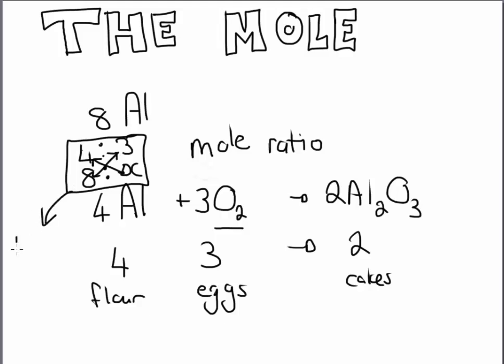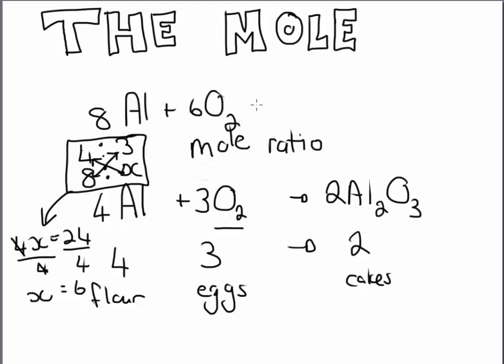4x is going to be equal to 8 times 3, 24. I divide by 4 on both sides because I want x on its own, and this is going to give me a value of 6. So 8 aluminiums will react with 6 molecules of O2.